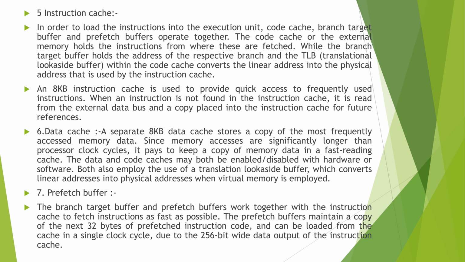8 KB instruction cache is used to provide quick access to the frequently used instructions. When an instruction is not found in this instruction cache, it is read from the external data bus and a copy is placed into the instruction cache for future use. Data cache: a separate 8 KB data cache stores a copy of the most frequently accessed memory data so that it will be easily available for execution.